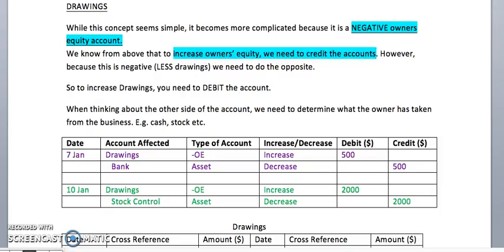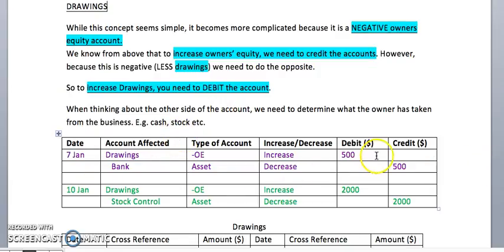Anything on the right-hand side, you need to credit the account. However, drawings needs to do the opposite. It's a negative. When it increases, owner's equity decreases. Same as expenses. So that means that to increase drawings, you need to debit the account. Really important. So don't forget to increase drawings. It's a little bit different because it's negative, just like expenses. So you need to debit the amount.